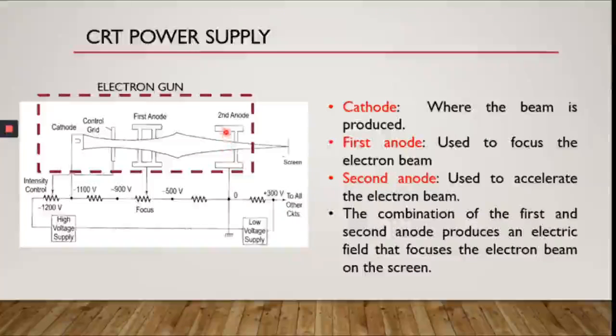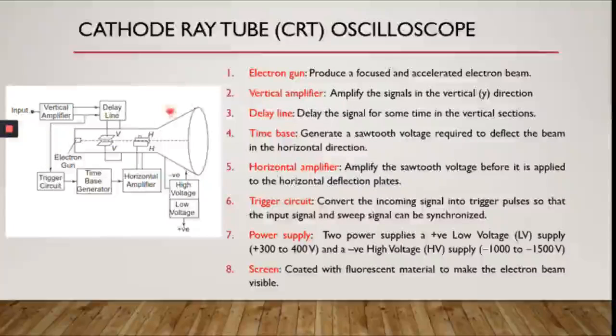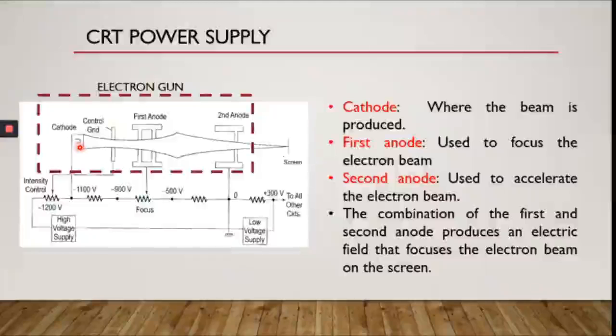Now, let's look further into the electron gun. So here, you see the electron gun as a small component, but actually inside the electron gun you have some more subcomponents, which are represented here. So the cathode is the part where the beam is produced. Then it's going to pass through what we call the control grid. So the control grid is going to determine the intensity of the beam, how strong the beam is going to be projected on the screen.